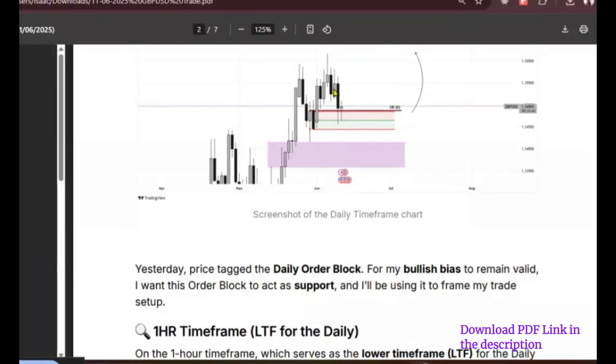Now you can see this is a Fibonacci. I have 0, 0.5, and 1. I don't normally mark this Fibonacci, but I did not want to see this Tuesday candle closing with a body below the 50%, and that is why I had it here. But you can see we had a beautiful move on Tuesday. Price just wicked to the 50% and then we closed above the order block.